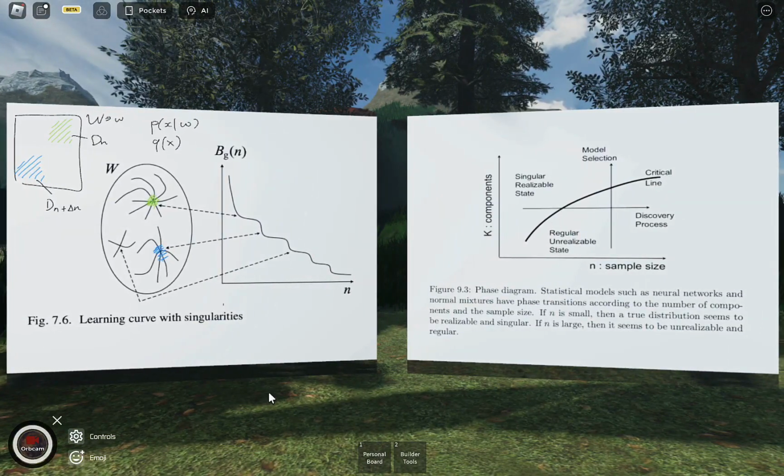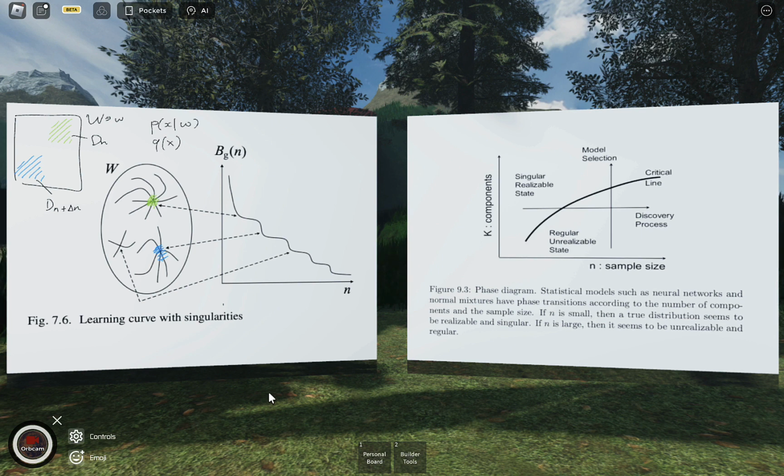This figure, I think this community has seen this figure and this story many times, so I don't feel obliged to explain it again, but figure 9.3 maybe is a little bit more esoteric from the point of view of this seminar anyway. This is where Watanabe, in the Green Book, Mathematical Theory of Bayesian Statistics, figure 9.3, talks about the discovery process, K components.